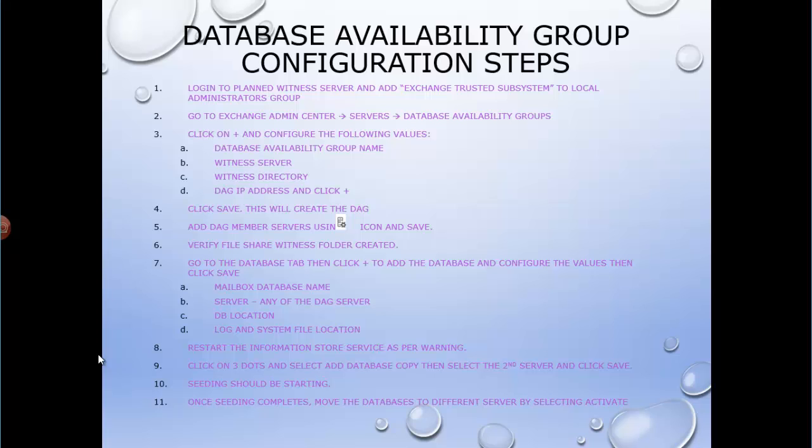So the next step is to go to Exchange Admin Center, Servers, Database Availability Group, and choose this action. Click on plus, configure the following values, and click on save. That's it. The DAG will be created. Then the next step, at point number 5, is to add the member servers. Then at number 6 we can verify whether the file share witness folder has been created or not. It should be created at that point when you add the 2 servers there.